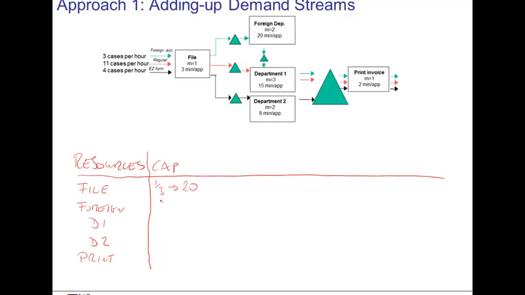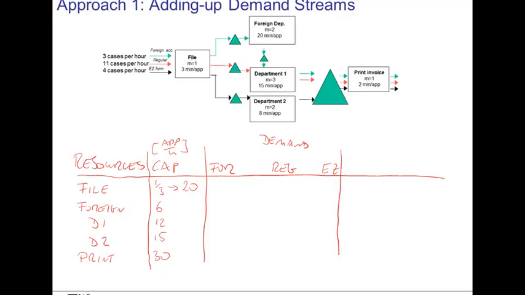In the same way, we find that the capacity at the foreign department is 6 units per hour, 12 at Department 1, 15 at Department 2, and 30 per printing. This is expressed in applications per hour. Next, we ask ourselves what's the demand for service at each and every one of the 5 resources. Well, there are 3 types of demand here. There are the foreign accounts, there are the regular accounts, and then there are the easy accounts.